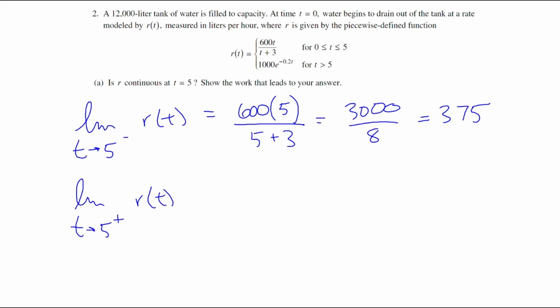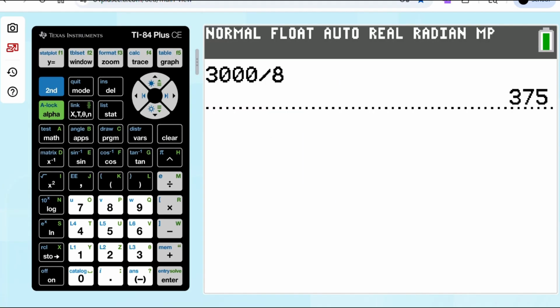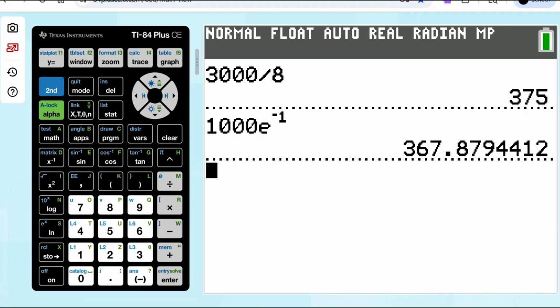375. And then for the other one, this is going to equal 1,000 times e to the negative 0.2 times 5. Well, negative 0.2 times 5 is negative 1. I'm pretty positive 1,000 e to the negative 1 is not 375, but just to confirm, we'll put it in here. I mean, it's definitely not, but we put it in, you get 367.879.